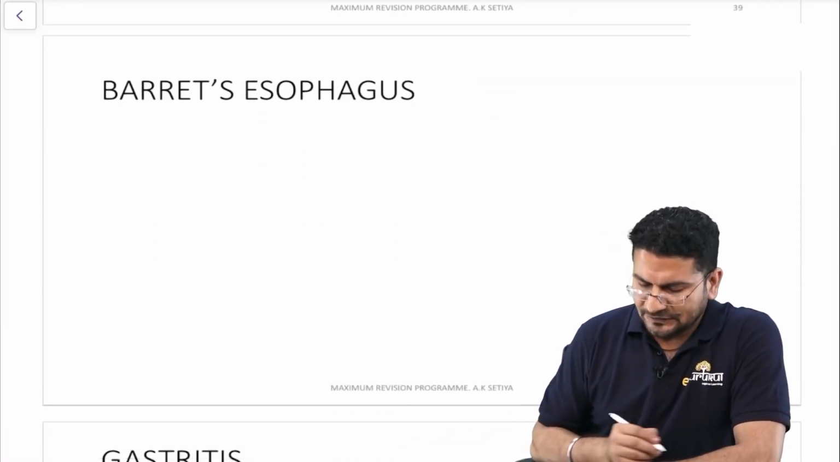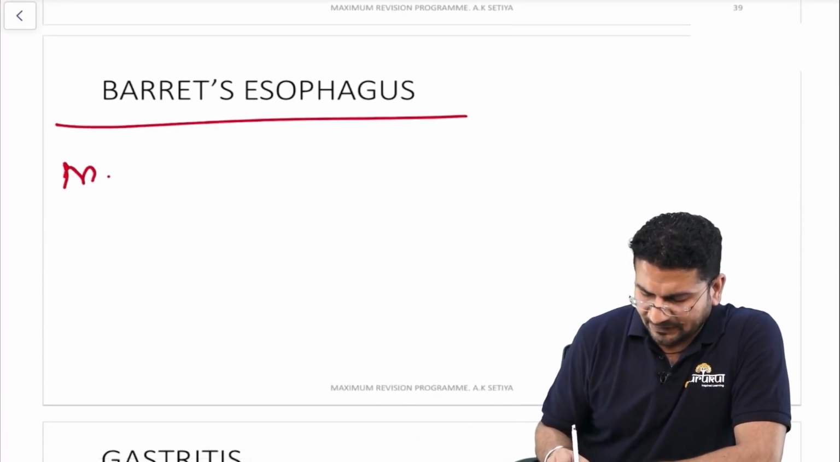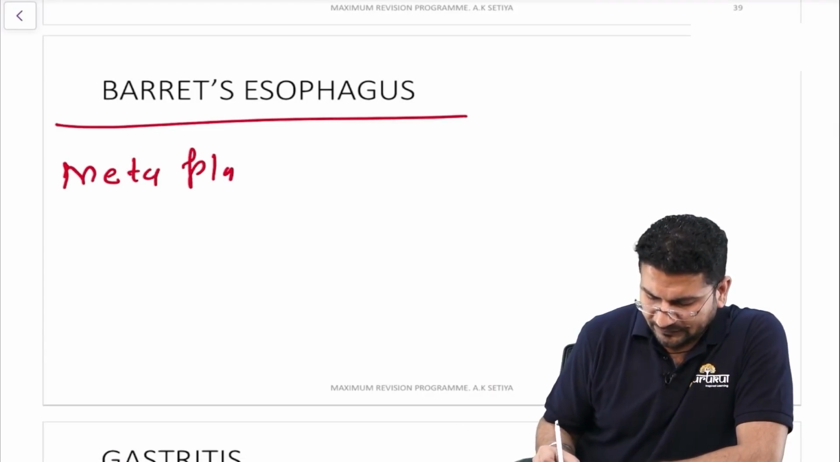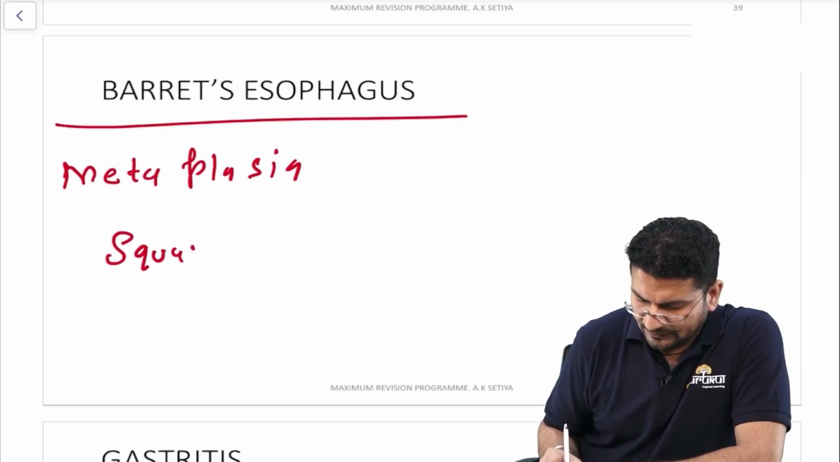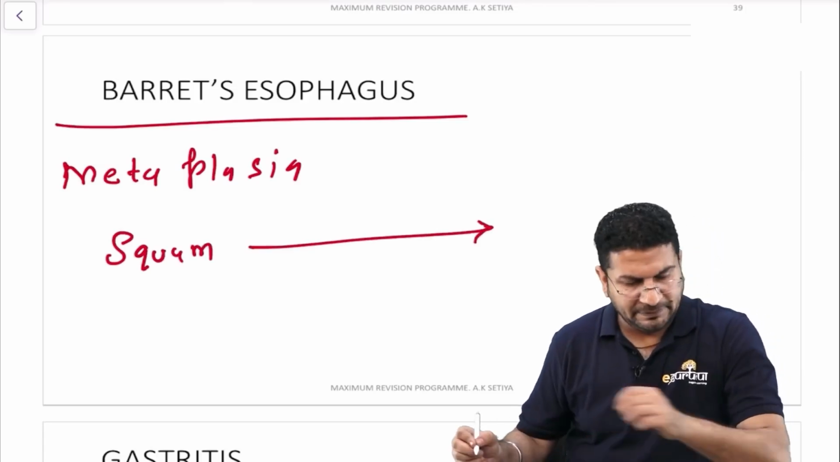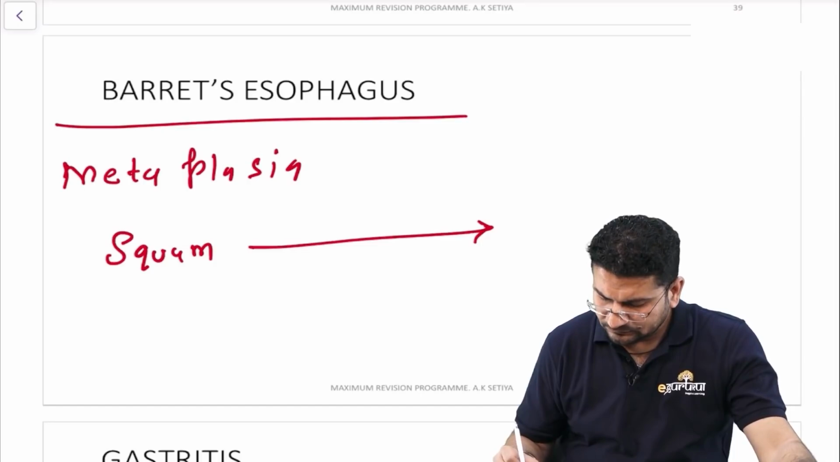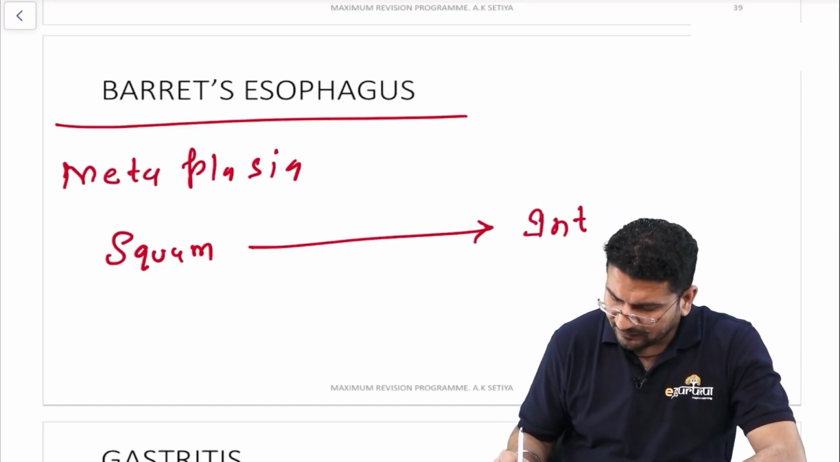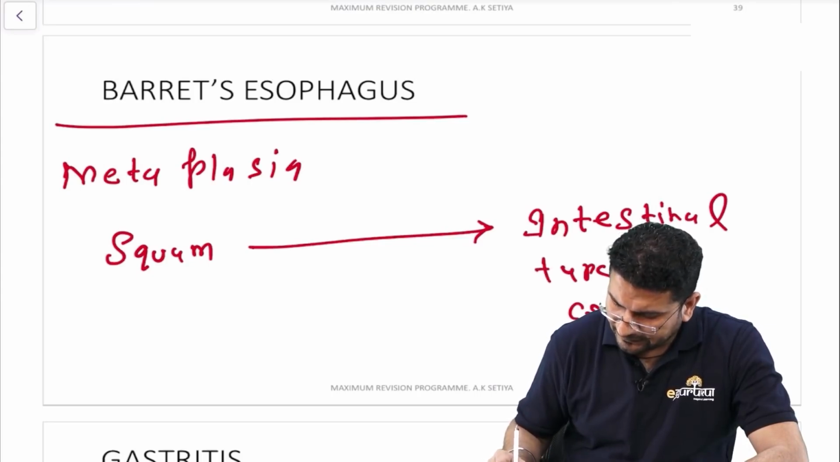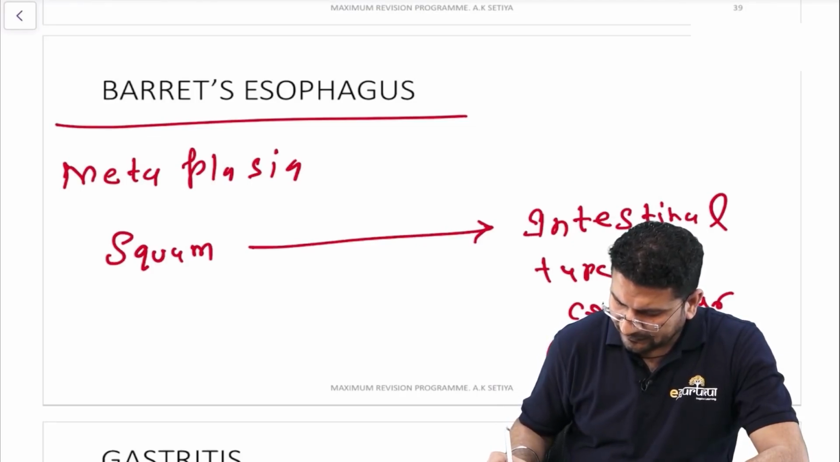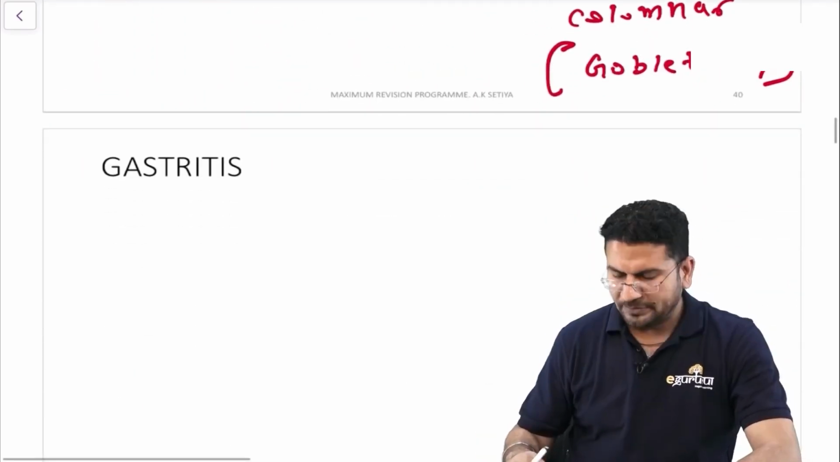Barrett esophagus. So just I want to say this is Barrett esophagus. It is nothing, it is a metaplasia. What happened here is squamous epithelium is converting into intestinal type of columnar epithelium. This is special because it will have goblet cells.